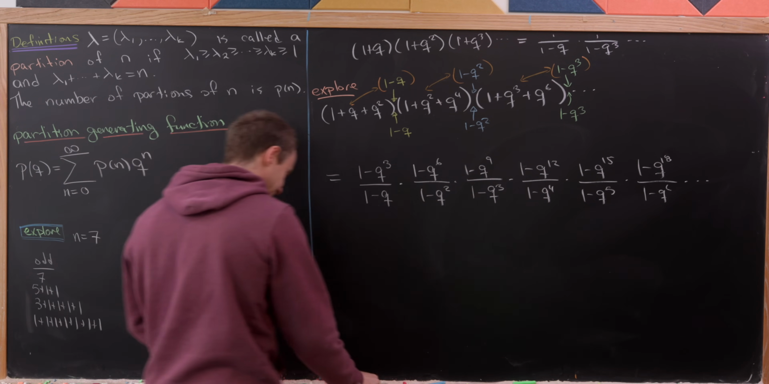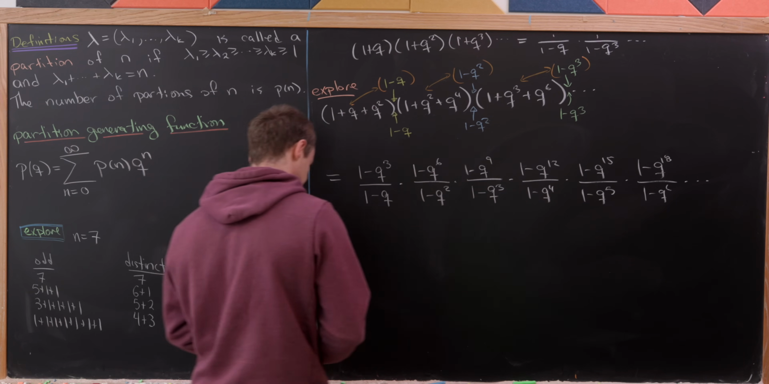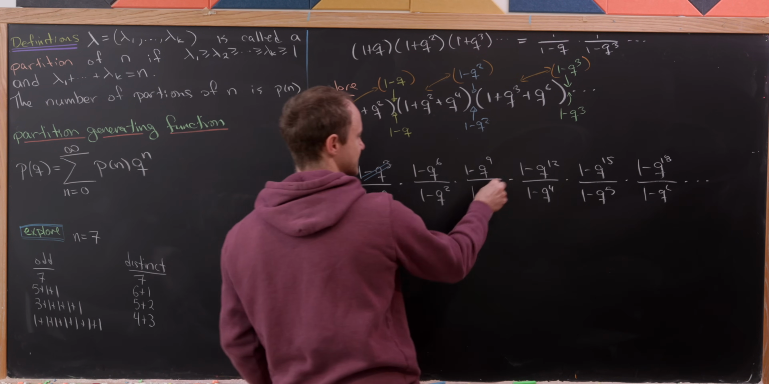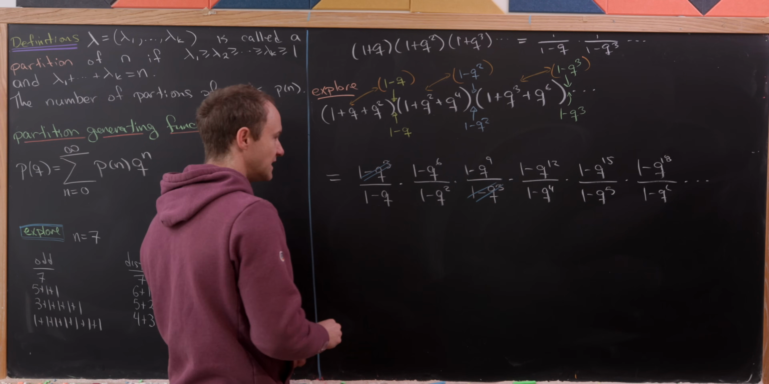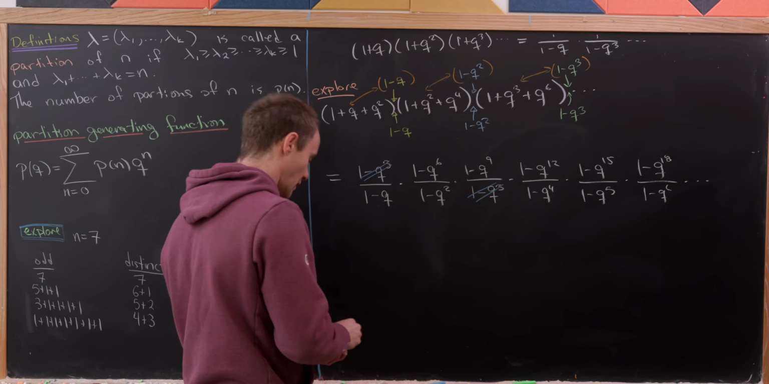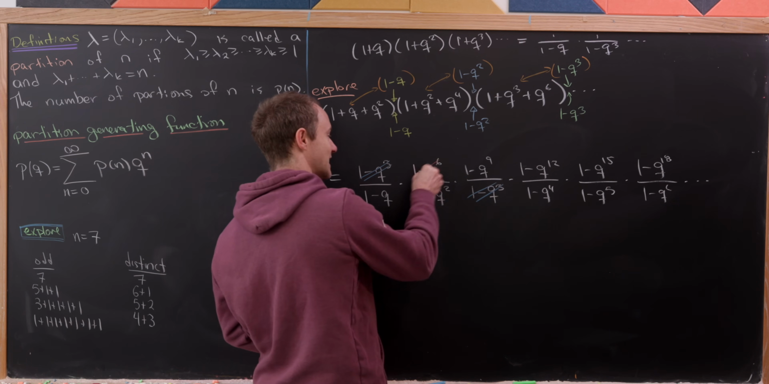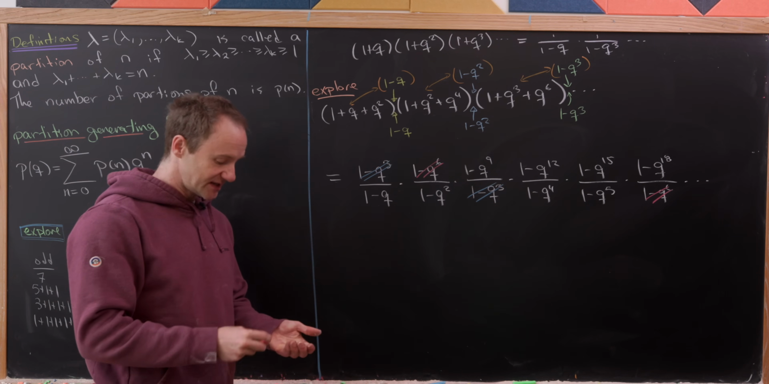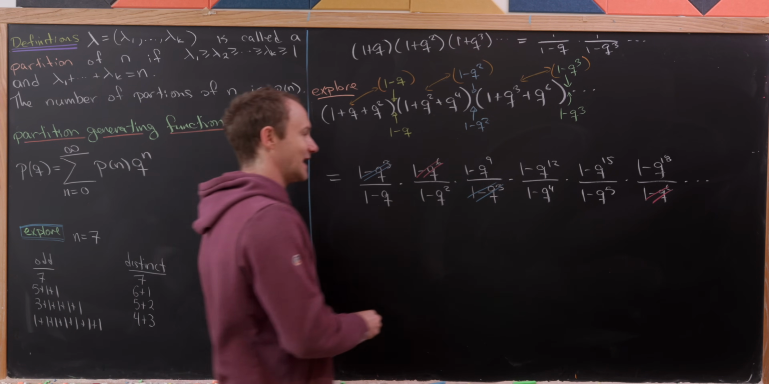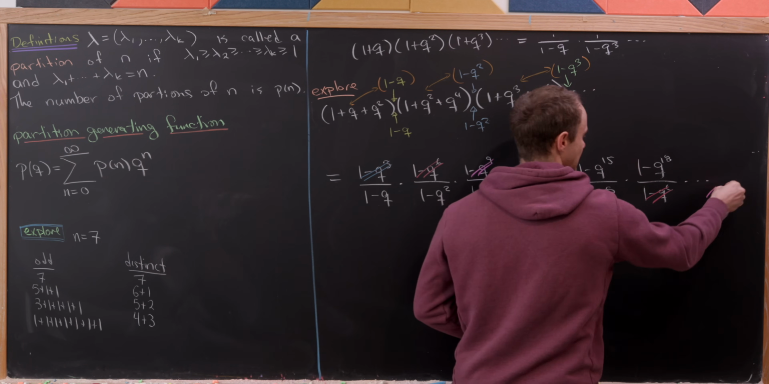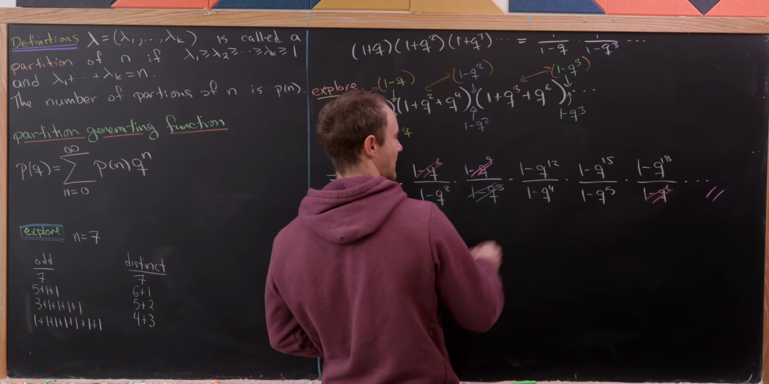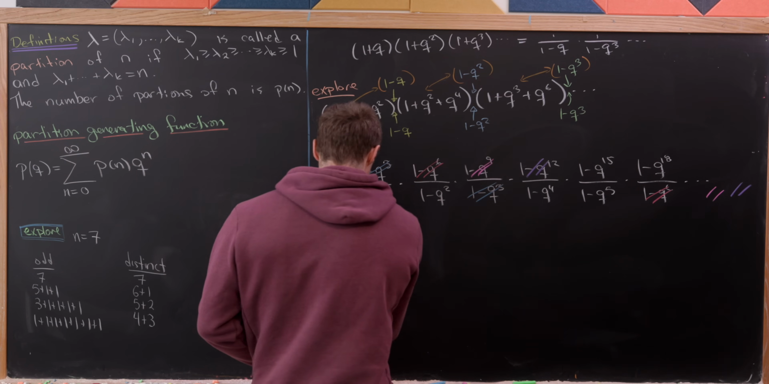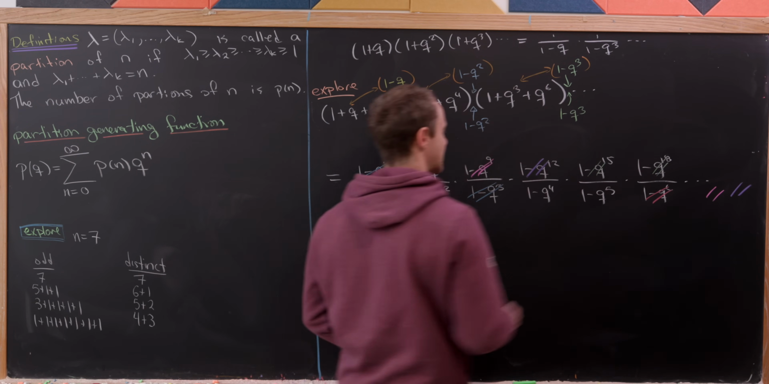But we get some cancellation just like we did in the simple case, if you will. Notice that this 1 minus q cubed cancels this 1 minus q cubed. Then notice that this 1 minus q to the 6 cancels this 1 minus q to the 6. And then as you can maybe see, the 1 minus q to the 9 will get canceled with something over here, and then the 1 minus q to the 12 will get canceled with something over here as well. In fact, everything in the numerator will get canceled.